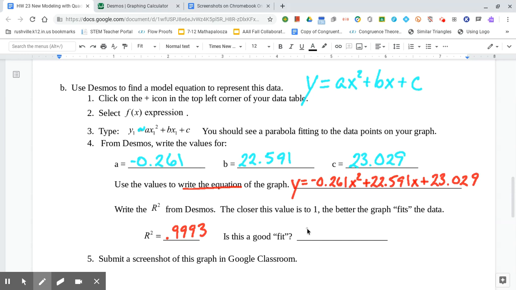So if you just want to be very basic about it, you can say yes. The question of is it a good fit? You could say yes, very much so. It's almost perfect. 100% would be perfect.